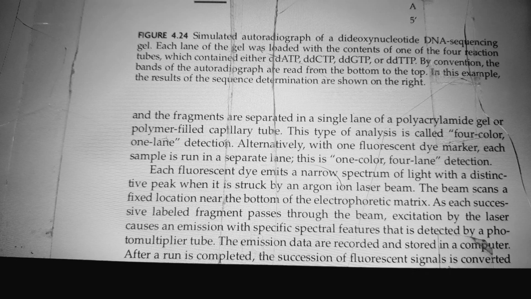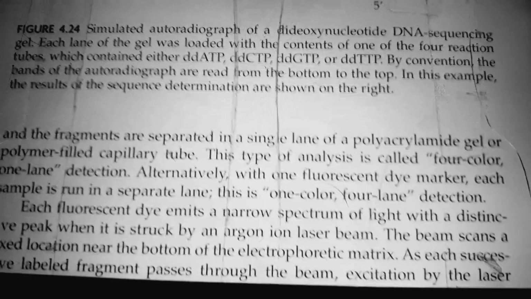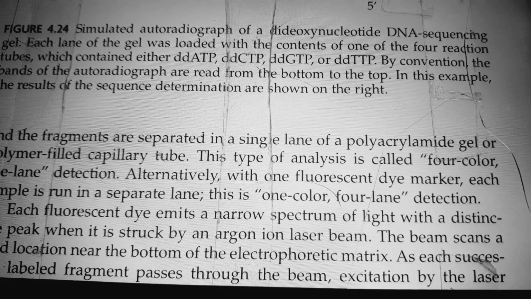Figure 4.24 is a simulated autoradiograph of a dideoxynucleotide DNA sequencing gel. Each lane of the gel was loaded with the contents of one of the 4 reaction tubes, which contained either ddATP, ddCTP, ddGTP, or ddTTP. By convention, the bands of the autoradiograph are read from the bottom to the top. In this example, the results of the sequence determination are shown on the right.